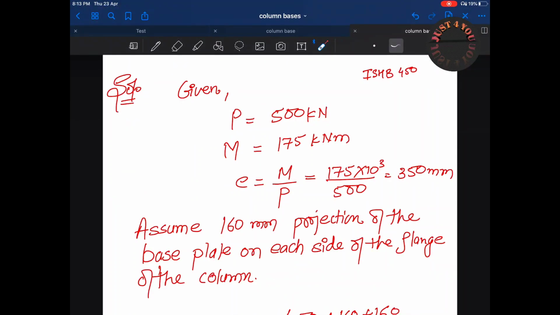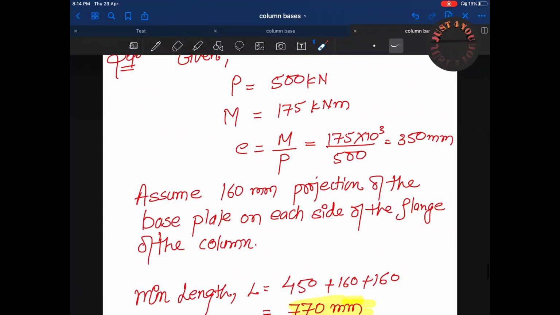So here's the solution. We have the value of P, that is the load, as 500 kN, and the wind moment as 175 kN-m. So the eccentricity comes by this equation, e = M by P. The value of M, that is the moment, we change to Newton-mm, and with the value of P as 500 kN, we get 350 mm. The value of e is 350 mm.